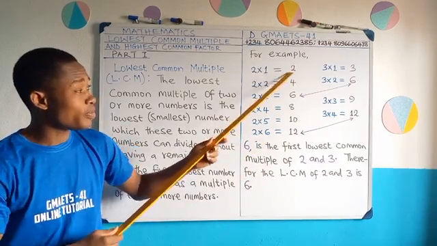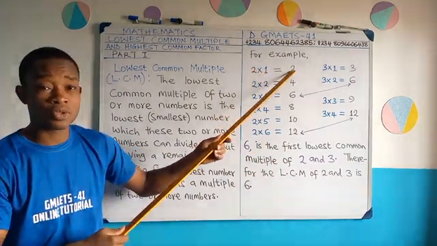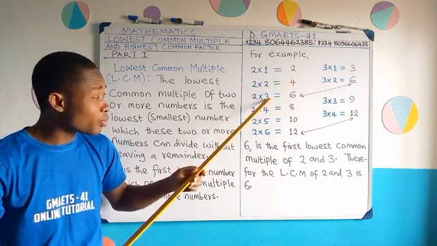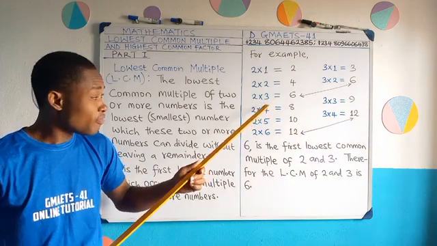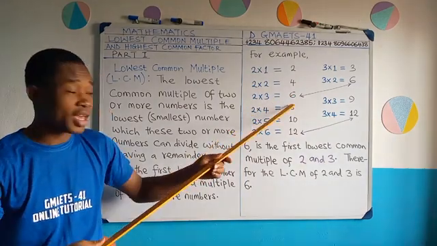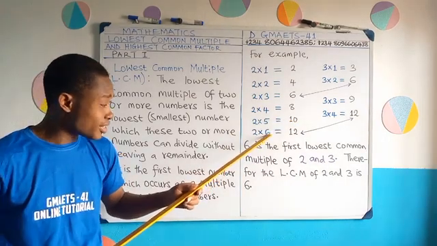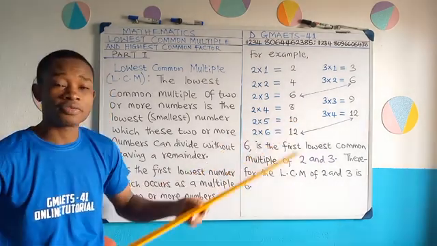You know that this is simply the first multiple of 2, which is 2. Then this is the second multiple of 2. The third multiple of 2 is 6. The fourth multiple of 2 is 8. The fifth multiple of 2 is 10. The sixth multiple of 2 is 12.